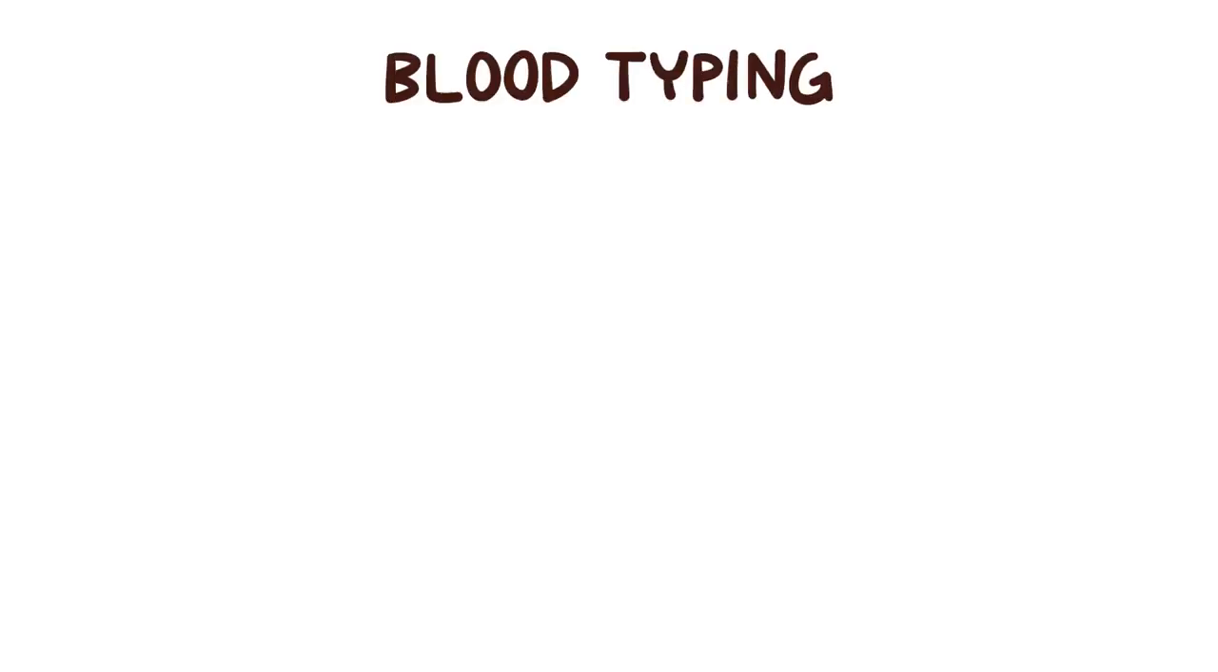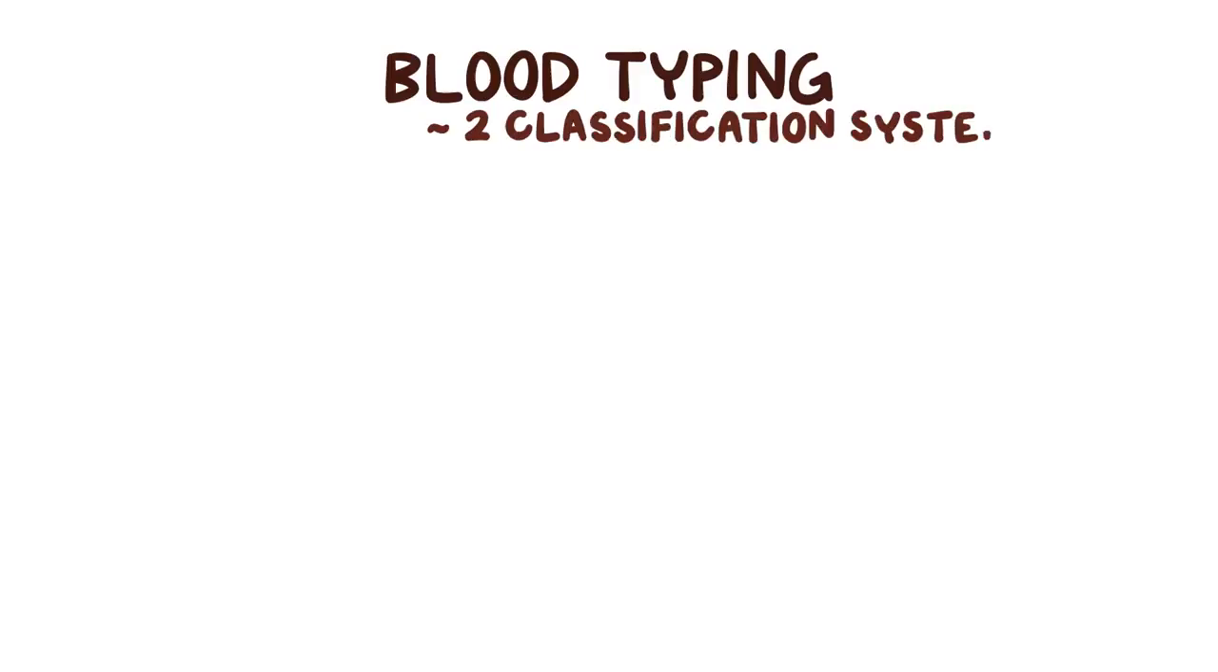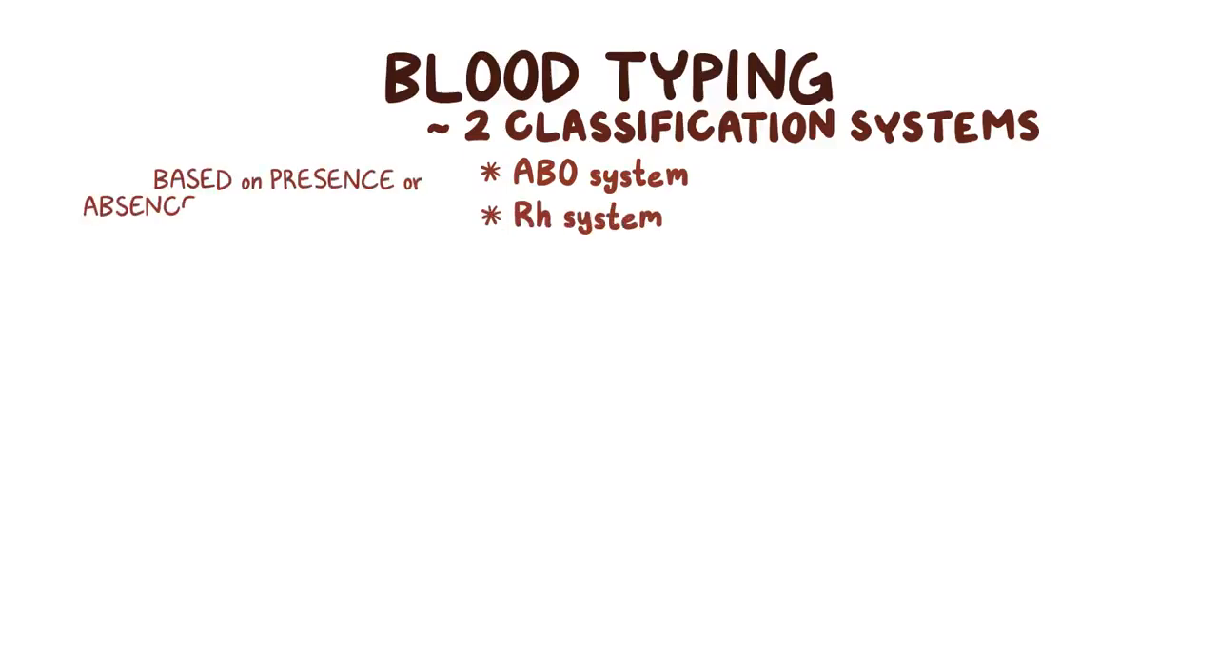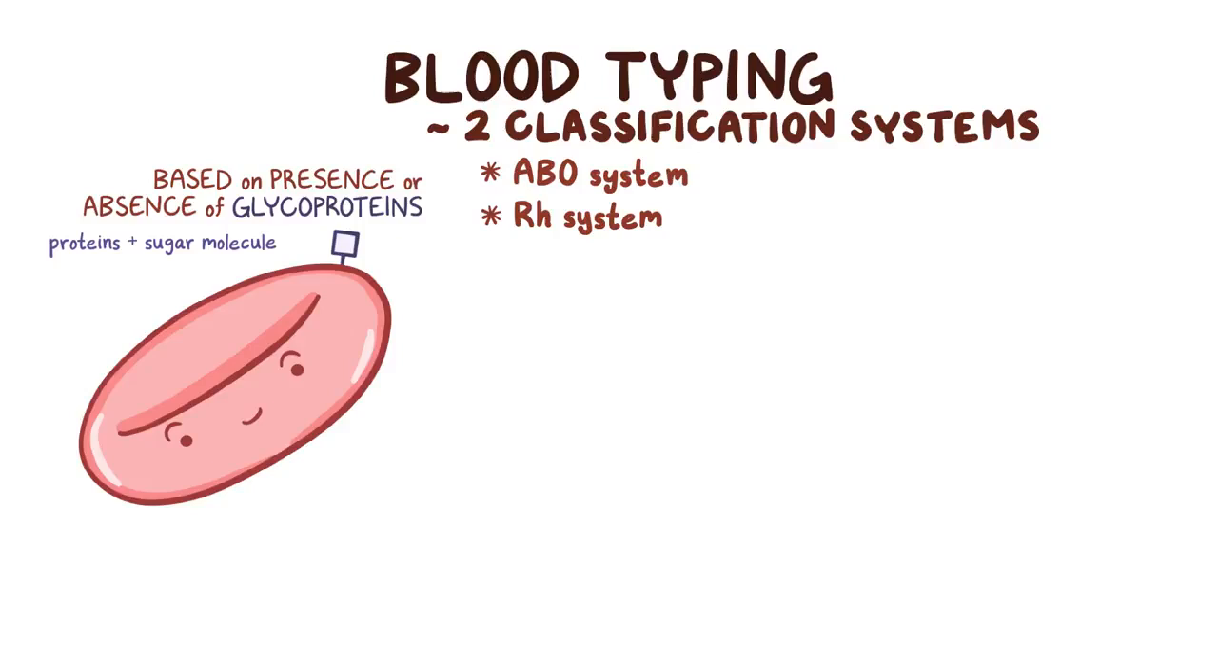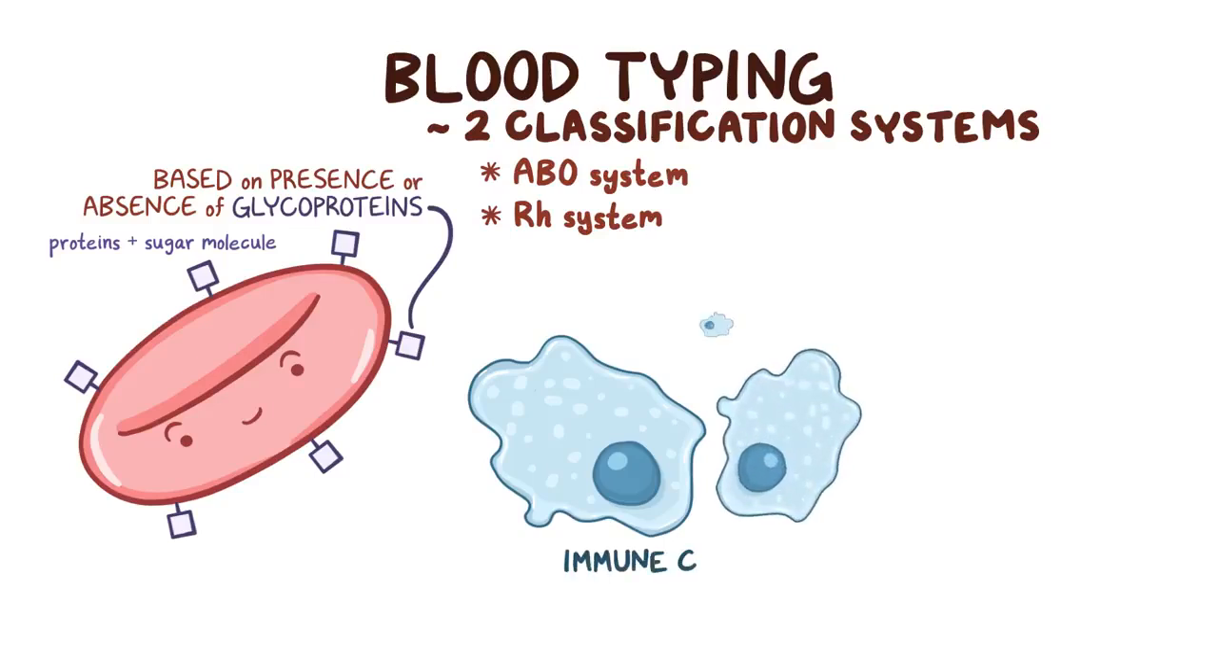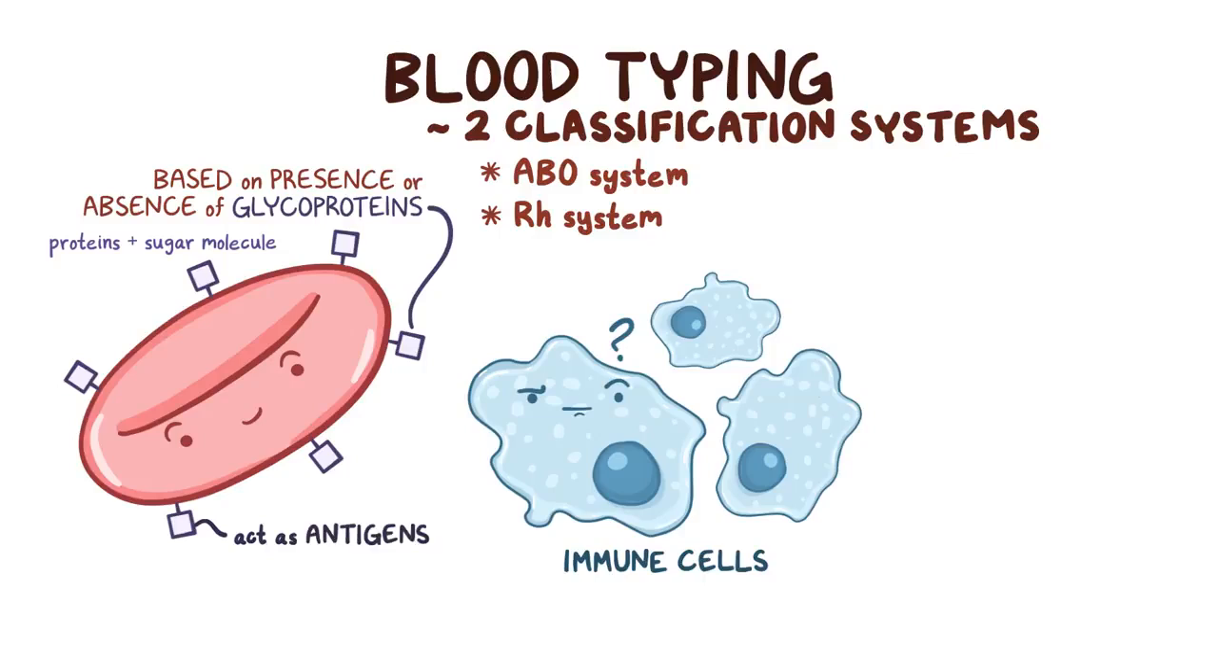Now, before whole blood or packaged red blood cells can be transfused, it's important to know the blood typing of both the donor and the recipient of the blood. Every person has a unique blood group based on two classification systems, the ABO system and the RH system. Both systems are based on the presence or absence of glycoproteins, which are proteins attached to a sugar molecule found on the surface of the red blood cells. Now, if blood that has any of these glycoproteins is given to a person that has immune cells that have never seen those glycoproteins before, then the glycoproteins can act as antigens. In other words, the recipient's immune system might mistake the donor blood as an invader and mount an immune response.